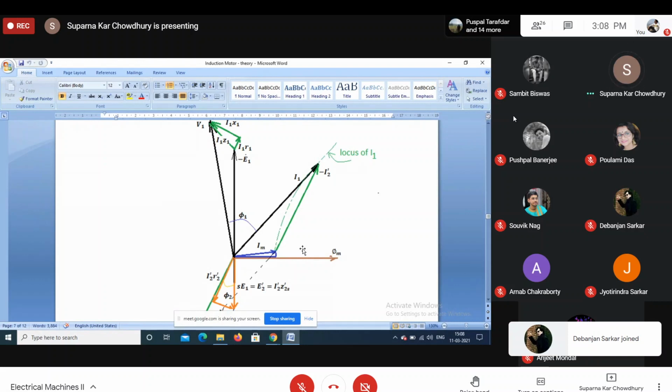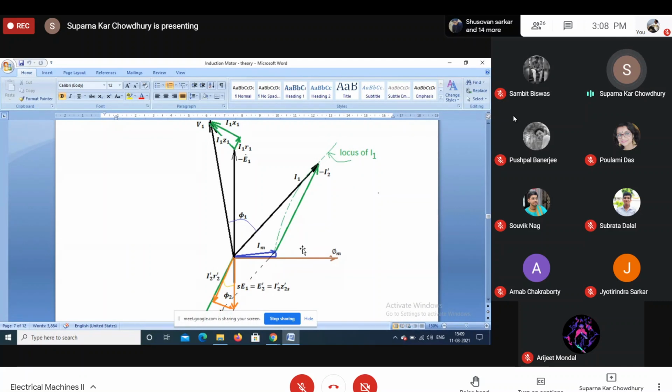So, what happens when we give supply to the primary? It is a three-phase winding. So, when a three-phase winding is fed from a three-phase supply, it will create a rotating magnetic field of constant amplitude. Initially, when the rotor is at rest, the rotating magnetic field is rotating with respect to the rotor at a speed we call the synchronous speed. The speed depends on the supply frequency and the number of poles.